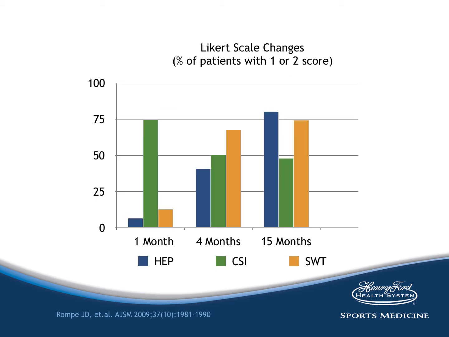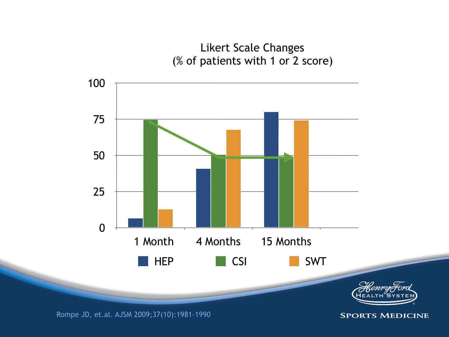Continuing on with this study, when you look at the Likert scale of changes, you can see that the home exercise program had a steady improvement over time, whereas the shockwave therapy had improvement that started to taper off towards 15 months. And when you look at the corticosteroid group, it tapered off quickly and then remained constant.